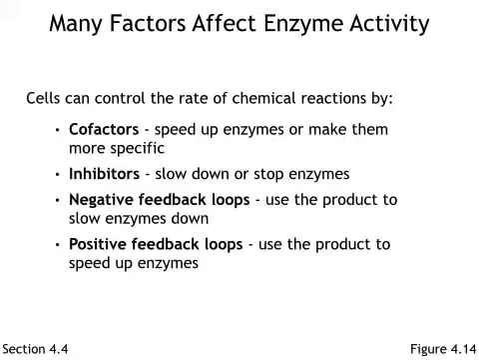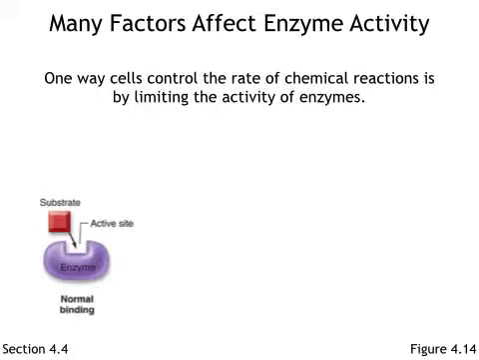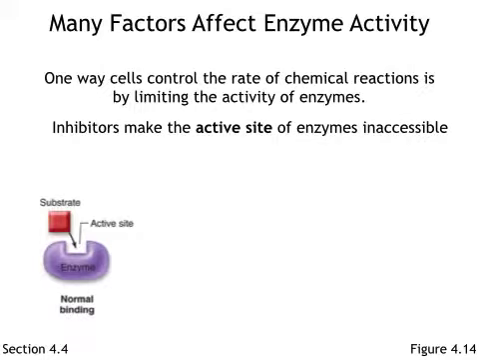So we'll look at examples of these, but we'll look at inhibitors first. Cofactors, again, they're just factors that will bind an enzyme and make them quicker or more specific. Inhibitors, though, let's look at those. One way that cells control the rate of chemical reactions is by limiting the activity of the enzymes. So making them less efficient or by stopping them altogether. And inhibitors will make the active site, where all the magic happens, the active site of enzymes, inaccessible.